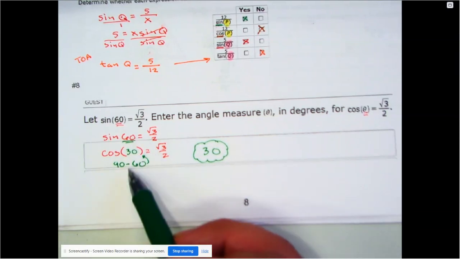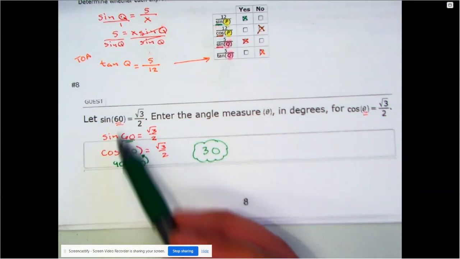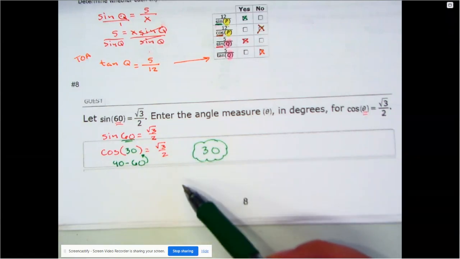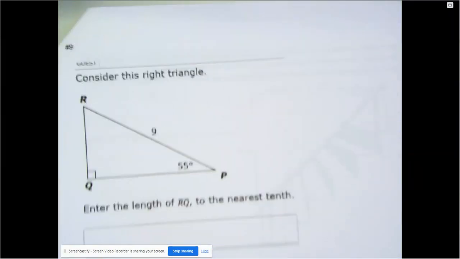But the idea is, as long as your angles are less than 90, which the 60 is, subtract it from 90 and you have an answer for cosine as well, or the angle for cosine as well. So this one, I wasn't expecting you to maybe get it, and that's fine, but at least you're seeing it here. All right, 2 more, and then we'll pause the video one more time.